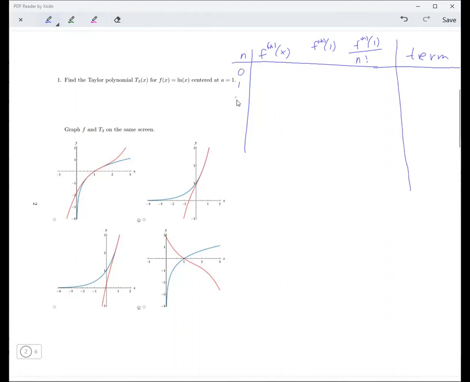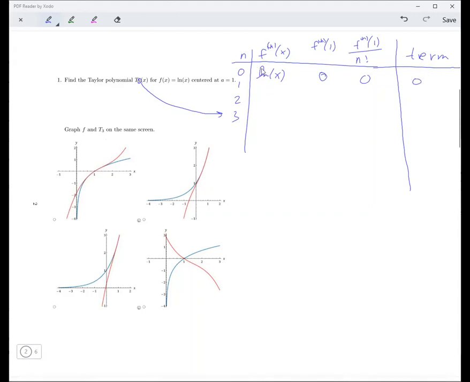Okay, so we only have to go down to 3, because that will give us the Taylor polynomial. So you just have to do 0, 1, 2, 3. The original function is log of x. You plug a 1 in, you get 0. So that's just gone, so there's no term there.